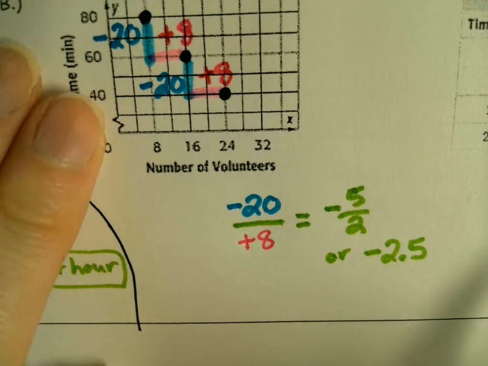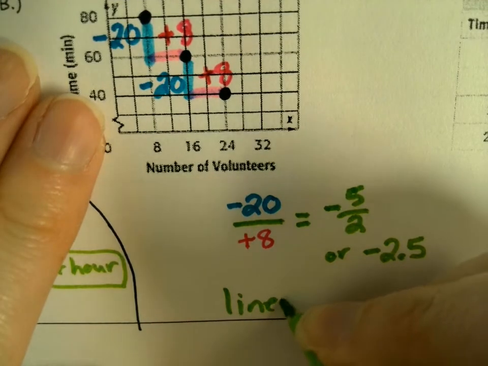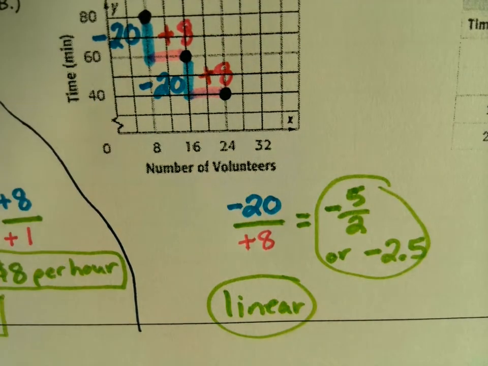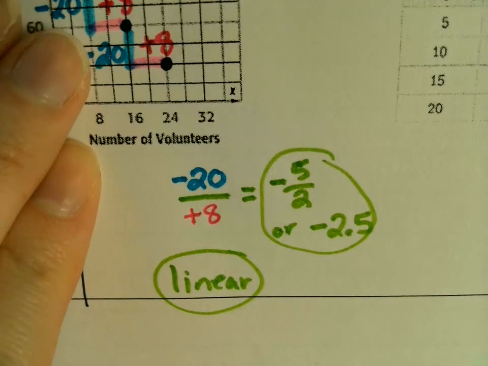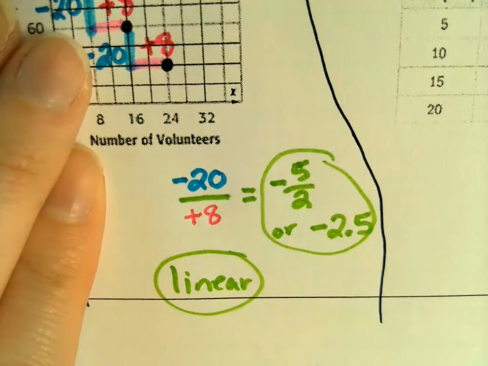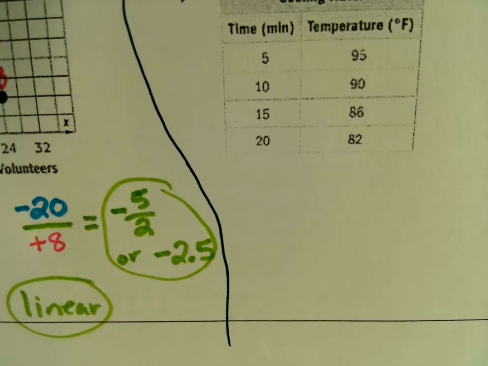All right, so we do have a rate of change. That means that this is going to be a linear relationship. Our rate of change is negative 5 over 2 or negative 2.5. It is linear. I want you guys to go ahead and try problem C on your own.